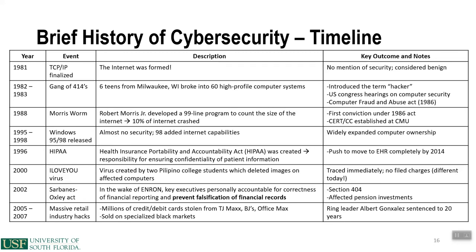In 1988, there was the Morris worm, and Robert Morris Jr. developed a 99-line program to count the size of the internet. And what happened when he did this is that 10% of the internet crashed. Now, if you can imagine 10% of the internet these days, that would be a massive amount of websites and sites that would go down. Imagine if that 10% included Google. That would be a significant issue. So this, to this day, is still the largest amount of internet that's been down at the same time.